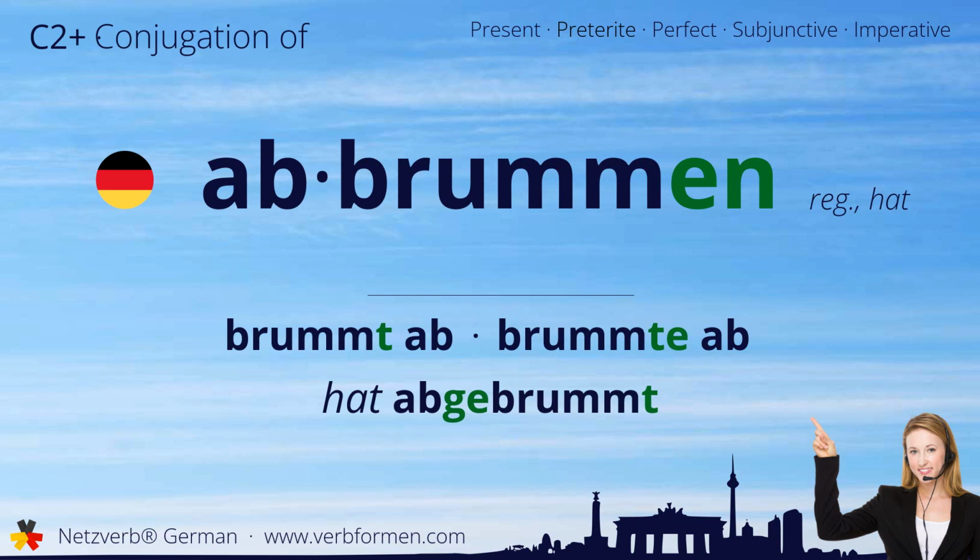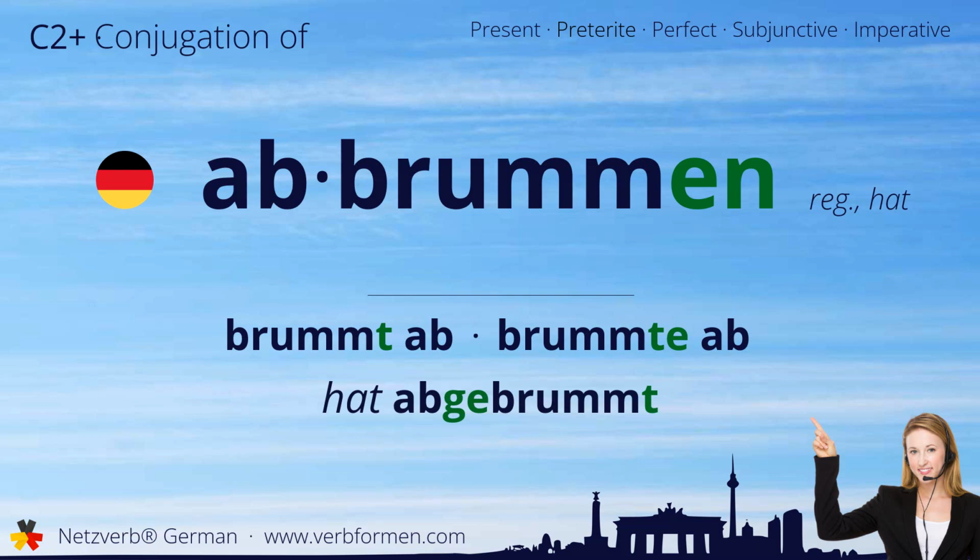Today we're going to learn how to conjugate the German verb abbrummen. Watch and listen to the forms carefully. Let's start with the stem forms. Brummt ab, brummte ab, hat abgebrummt.